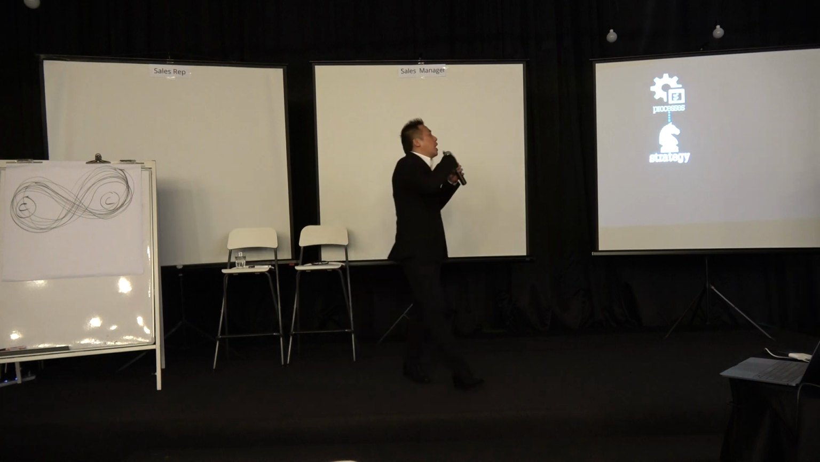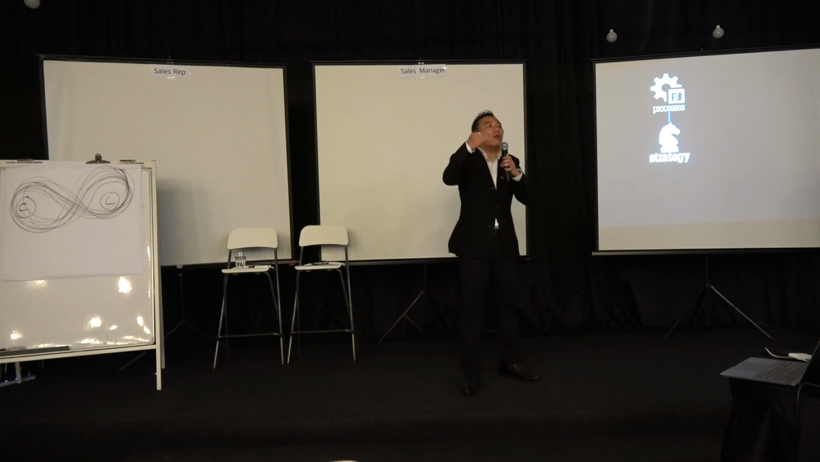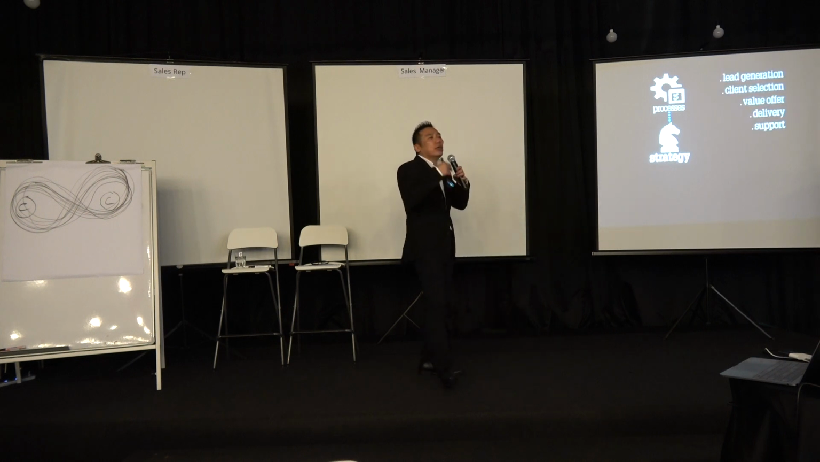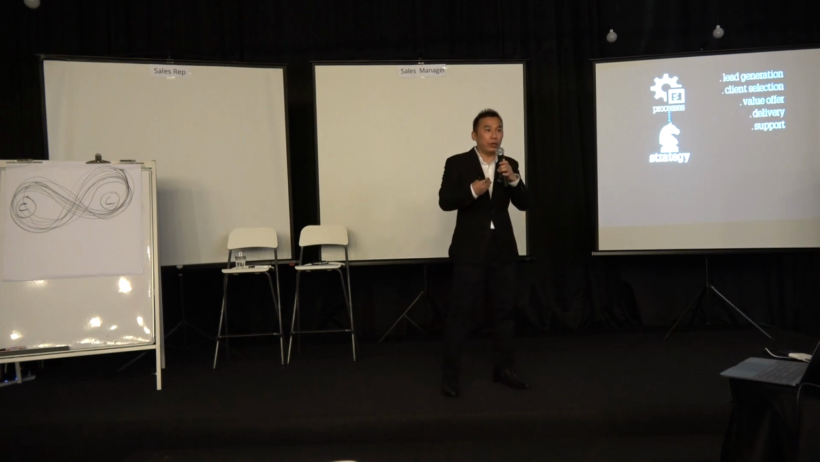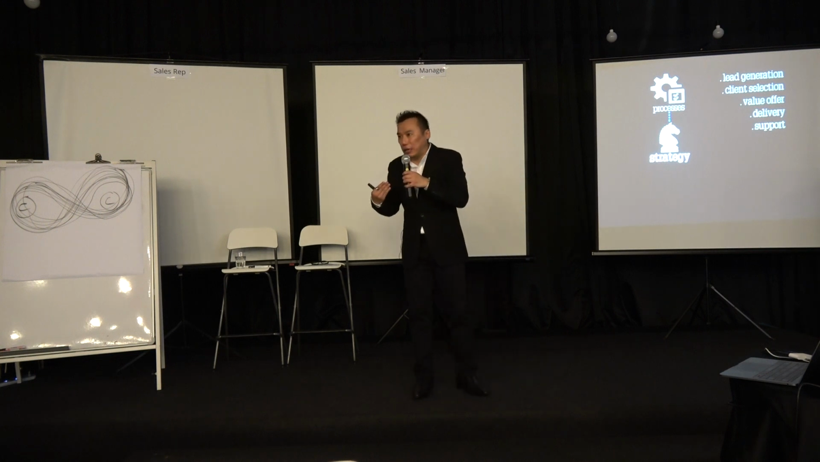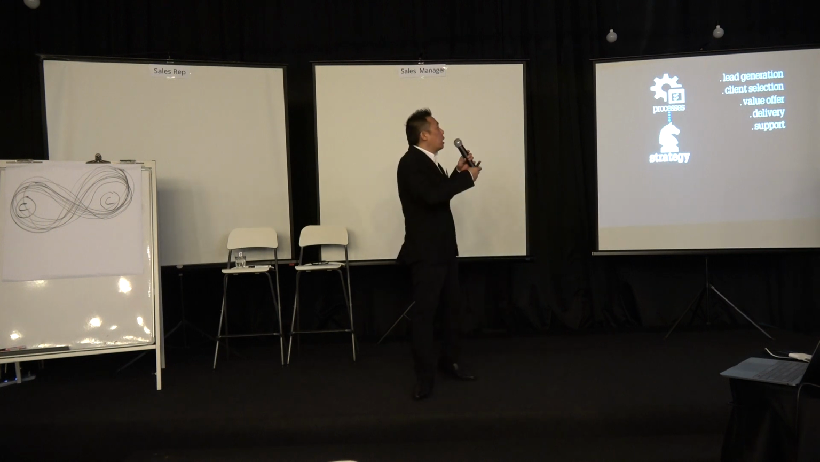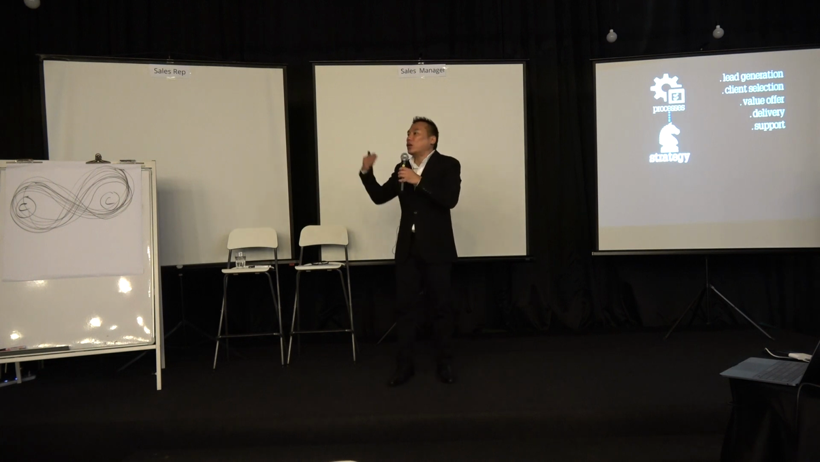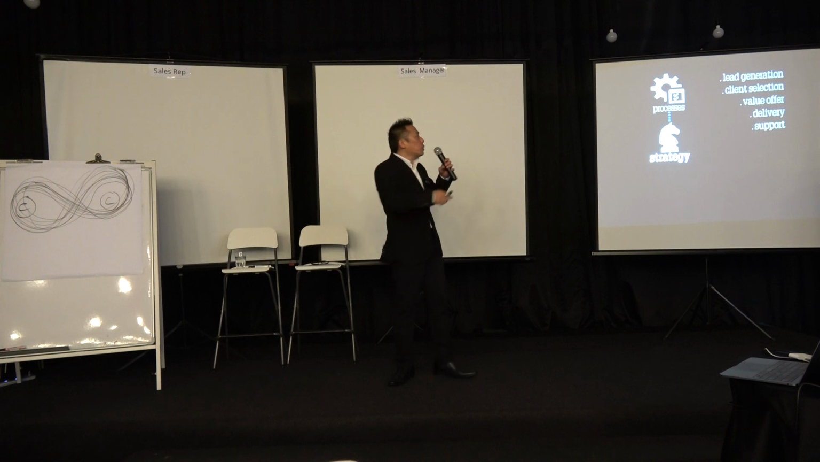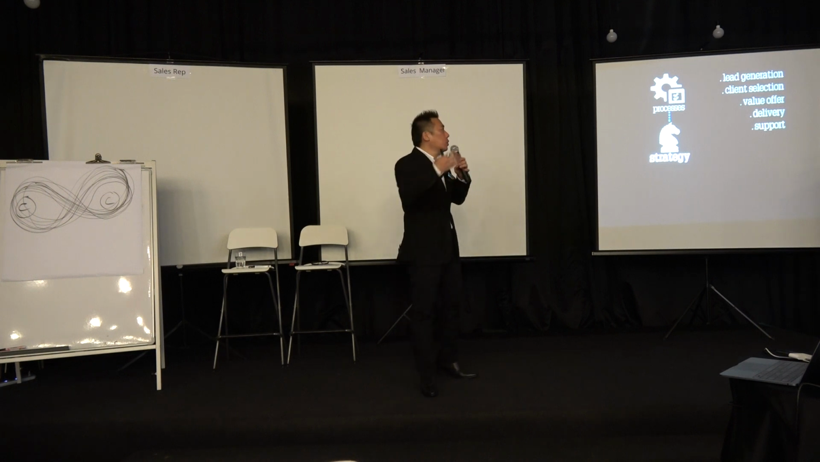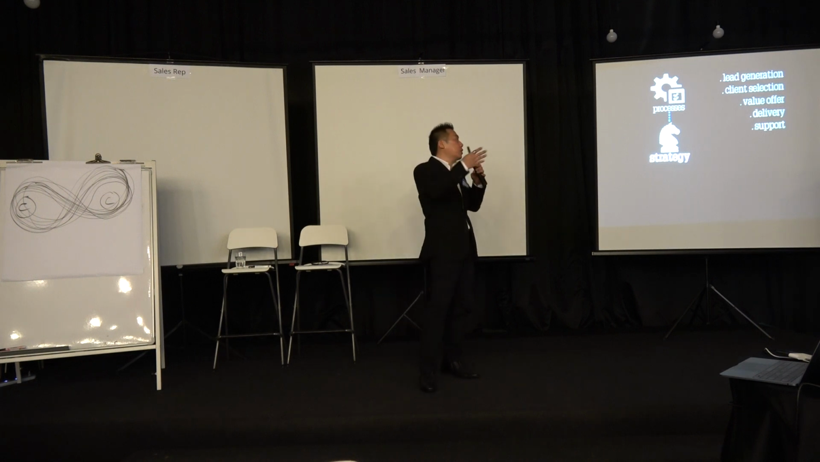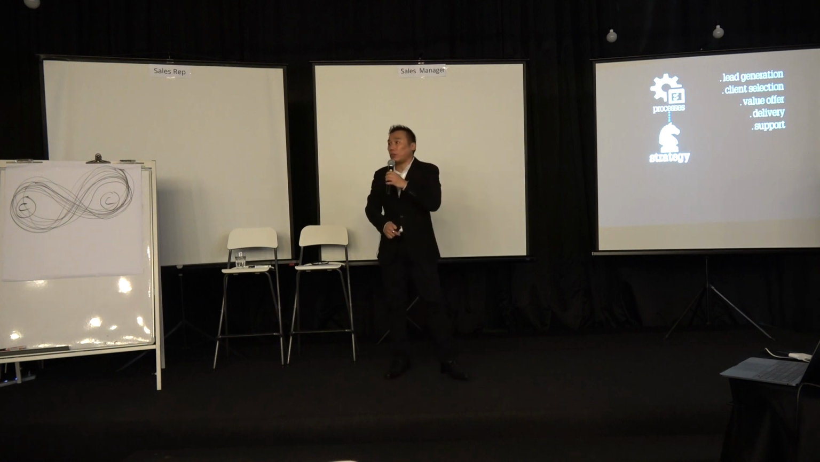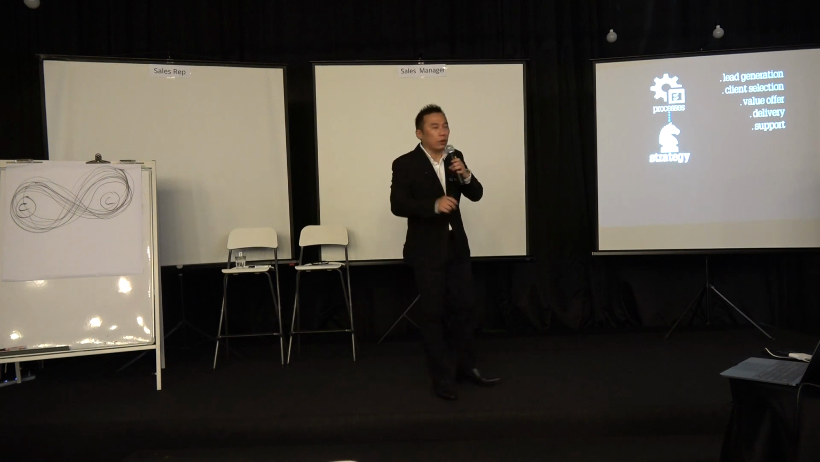Now, in order for you to execute your strategies, you obviously need certain processes in order to make it happen, right? So processes deals with things like your lead generation. How do you generate leads or referrals? What are your client selection criteria? What are your procedures? What are your processes? Okay, your value offer, your delivery processes, as well as probably your support processes. Okay. Good so far? All right.